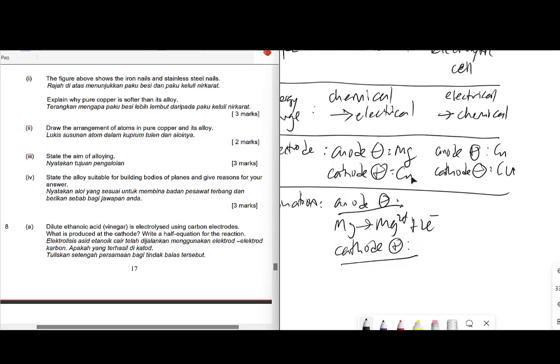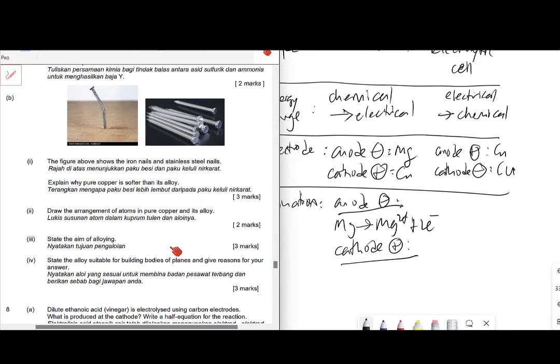So copper undergoes reduction. But that's wrong, because a metal cannot reduce. Metal can only oxidize. But still, cathode is a reduction process. So it must be the ion that reduces. It's not the metal that reduces here. Then look at the picture again.